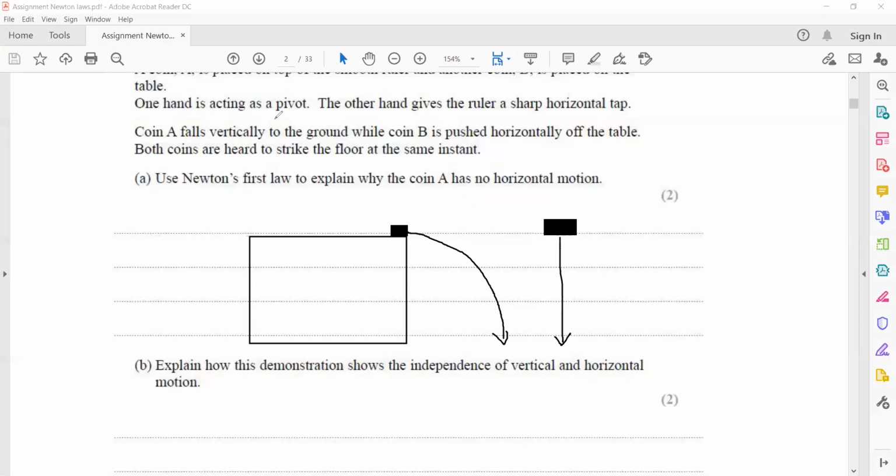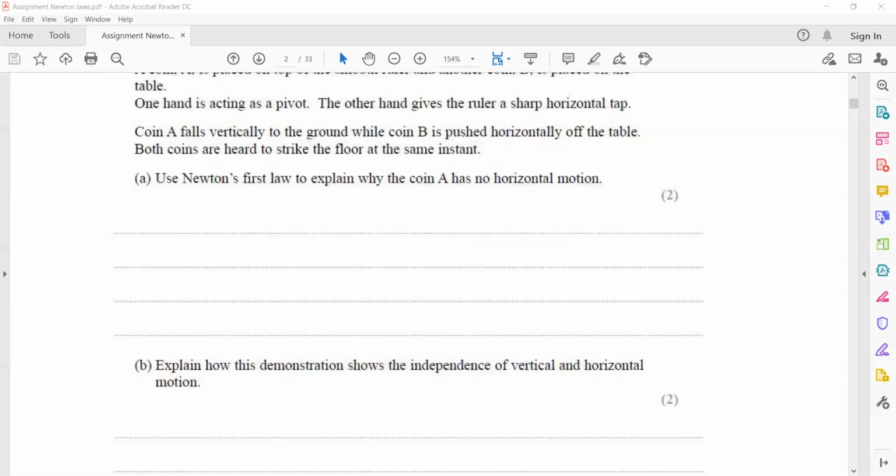But what they mention is coin A falls vertically, B falls off by a horizontal push, but both coins strike at the same instant. So how does the demonstration show the independence of vertical and horizontal motion? One of them is having only vertical, the other one is having vertical and horizontal. But the two motions are independent of each other, means the way they are moving is different, but still they hit the ground at the same time. So why do they hit the ground at the same time? This shows that both have the same acceleration.